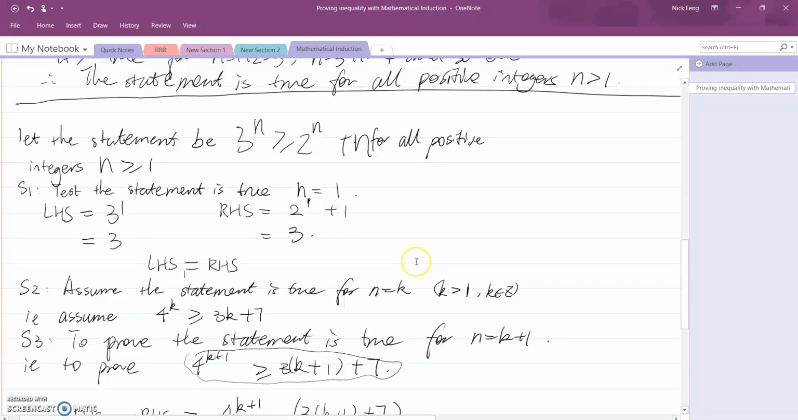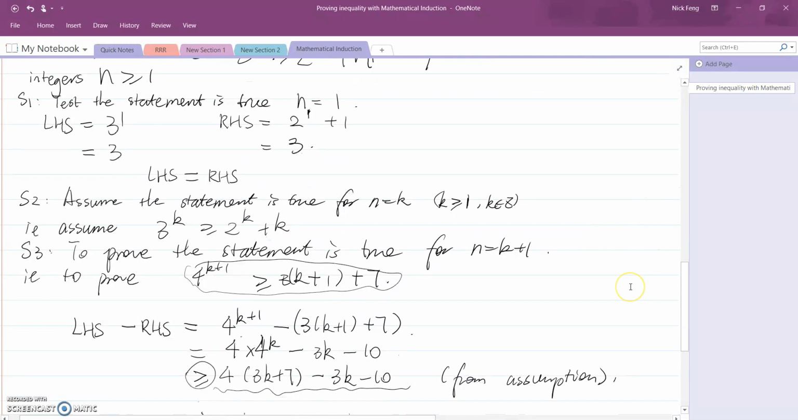Now assume it is true for n equals k, k greater than or equal to 1. That is 3 to the power of k is greater than or equal to 2 to the power of k plus k. Prove that it's true for n equals k plus 1. So that is 3 to the power of k plus 1 greater than or equal to 2 to the power of k plus 1 plus k plus 1. Don't forget this is k plus 1. You also need to replace this k by k plus 1, not just the power.